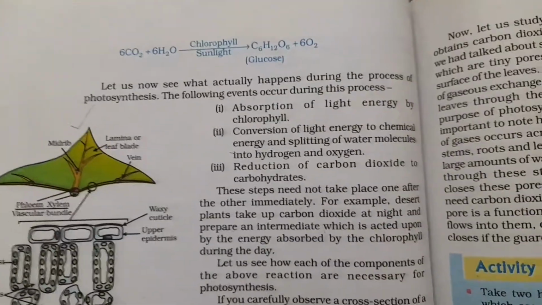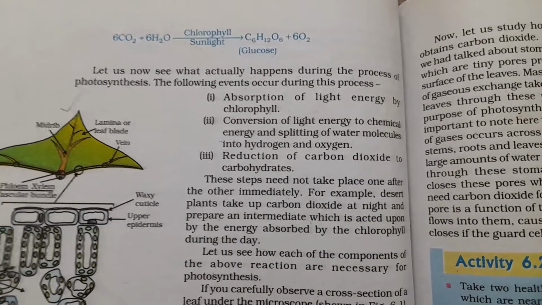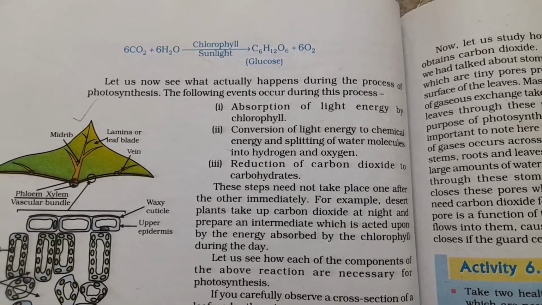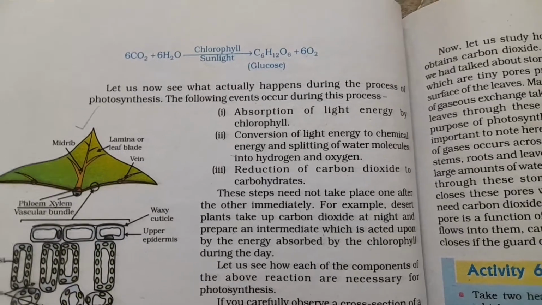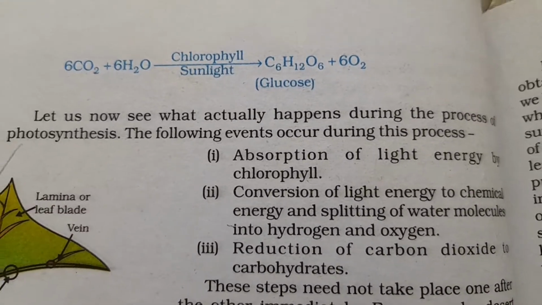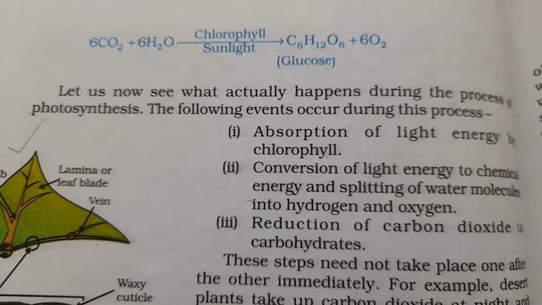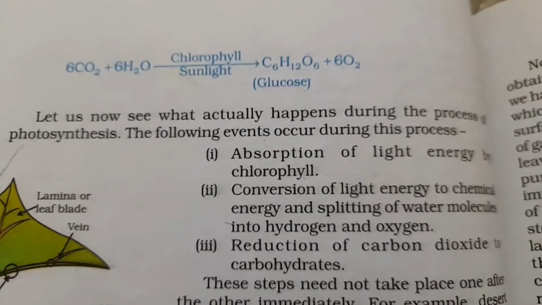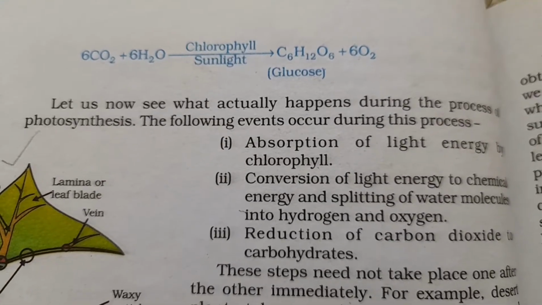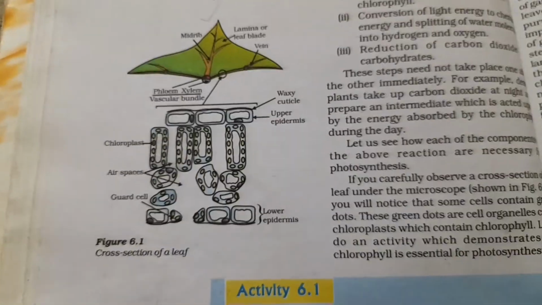So as we can see here, this is one of the most common equations you will ever see, that is carbon dioxide plus water in the presence of chlorophyll and sunlight gives glucose plus oxygen. C6H12O6 is the formula of glucose. So this is an important equation which you need to learn by heart, because it is truly important. Now we are going to see a wonderful diagram.